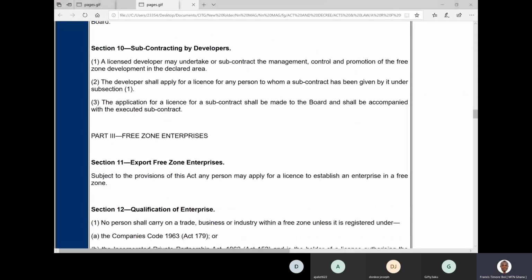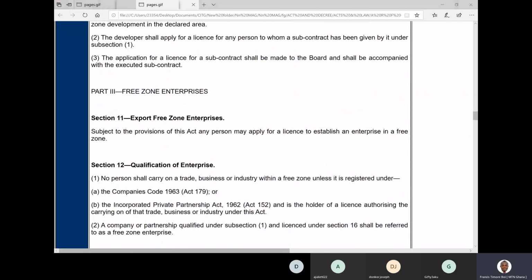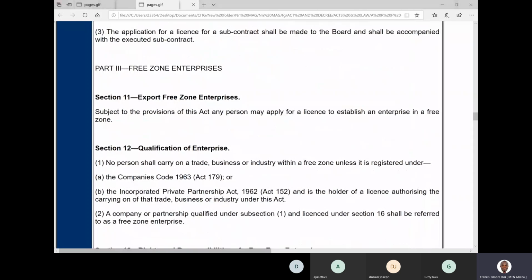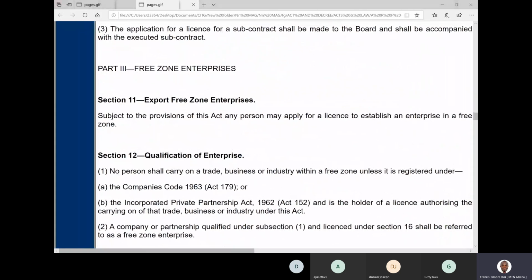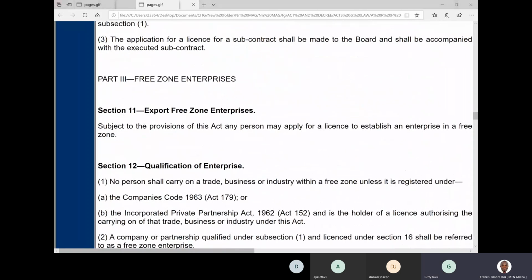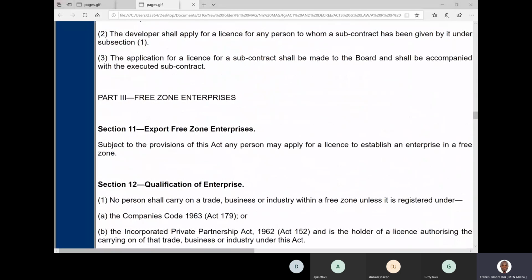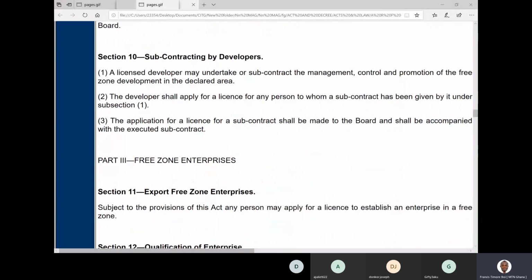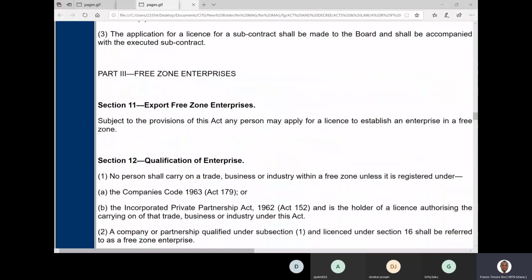Of this one, it is clear. They can't do everything, so sometimes they have to subcontract to other people. And if they are subcontracting, then those people also need a license to operate within that area. This tells you that the free zone area we are talking about is a highly secured environment. So now that we've seen the free zone board, the free zone area, and the free zone developers and their responsibilities, let's look at the free zone enterprise itself.